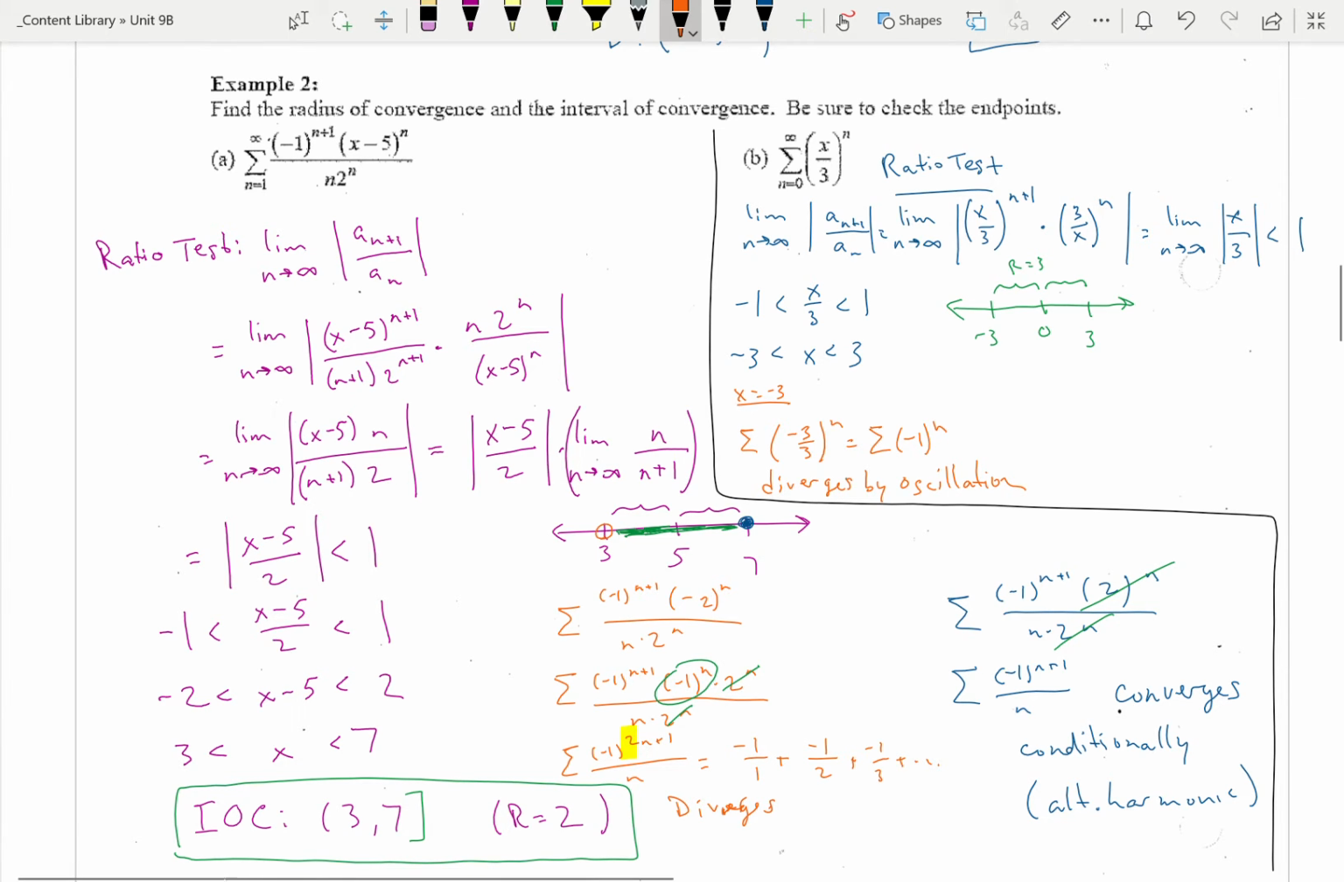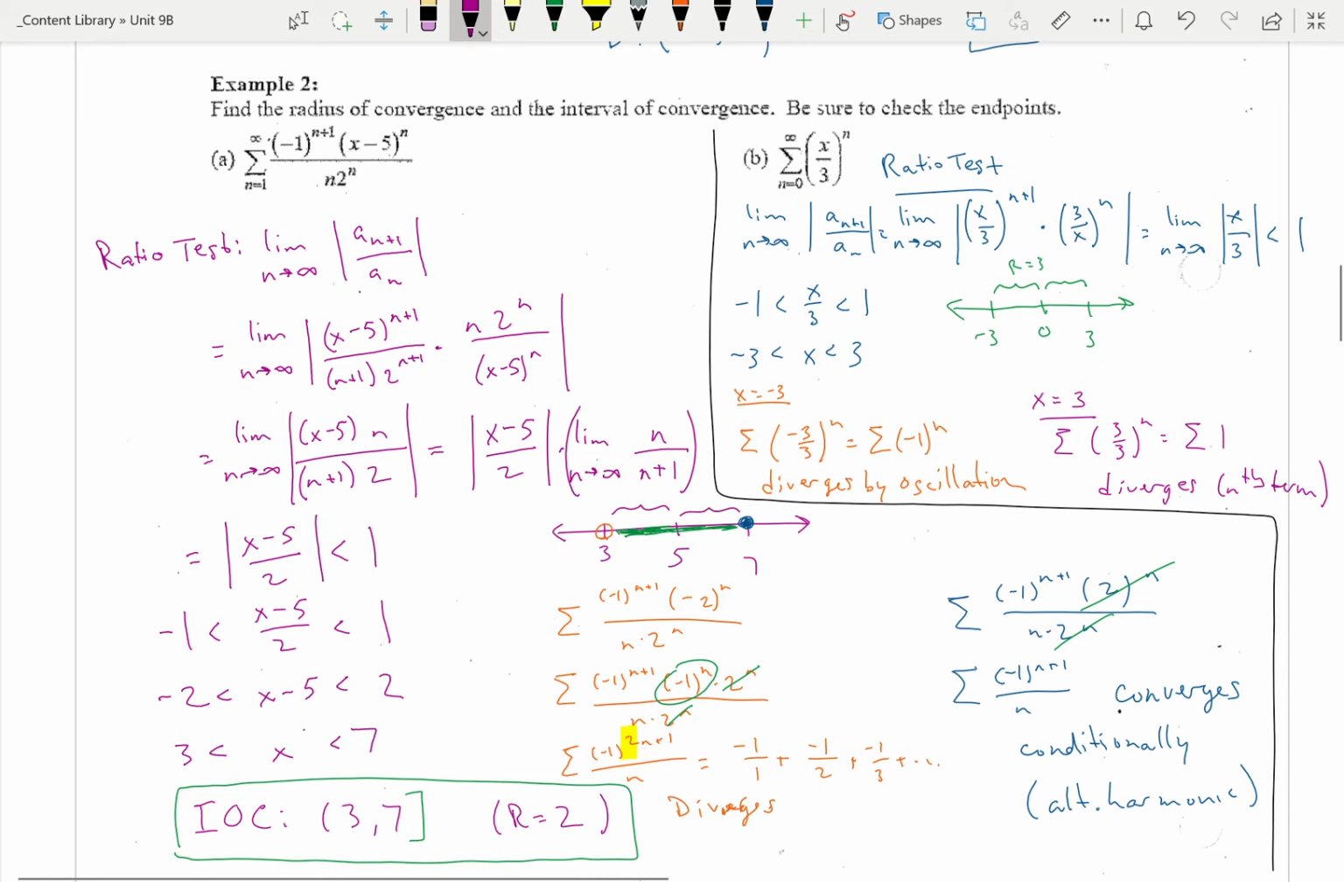Then we have to check the other endpoint, x equals 3. When we try to plug in x equals 3 here, we get 3 over 3 raised to the n, or 1. 1 raised to the n is just the same thing as 1. That also diverges by heading off to infinity. So both of these use the nth term test to show the divergence.